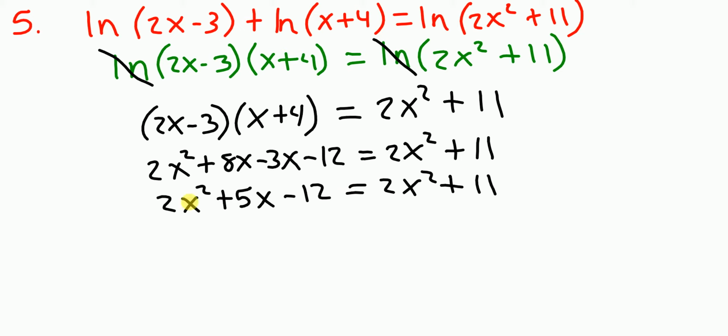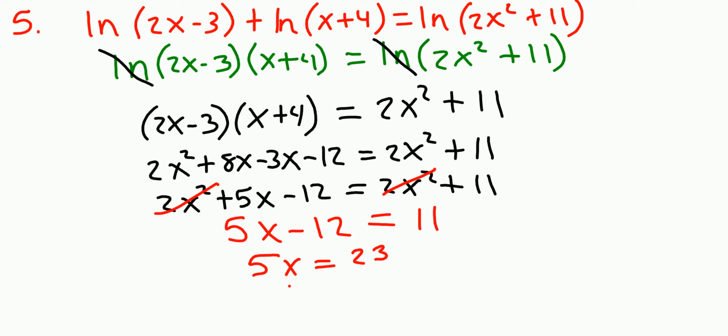Okay, both sides have 2x squared. You know, they cancel. Okay, sorry about that, guys. So the 2x squares cancel. You're left with 5x minus 12 equals 11. Add 12 to both sides. Get 5x equals 23. So x equals 23 over 5.